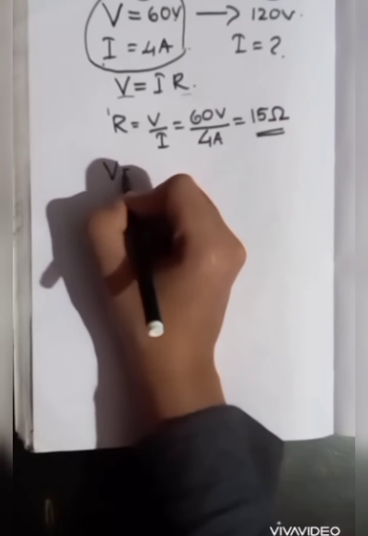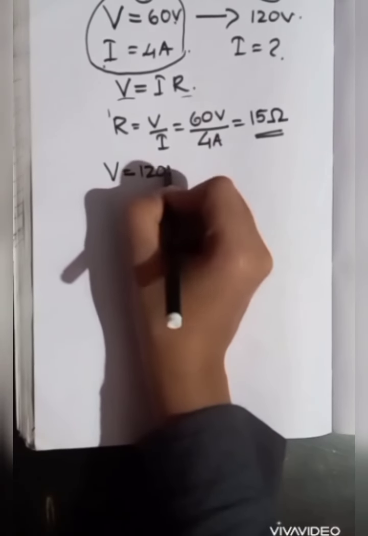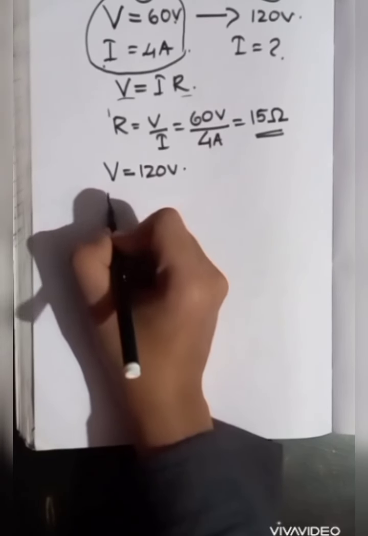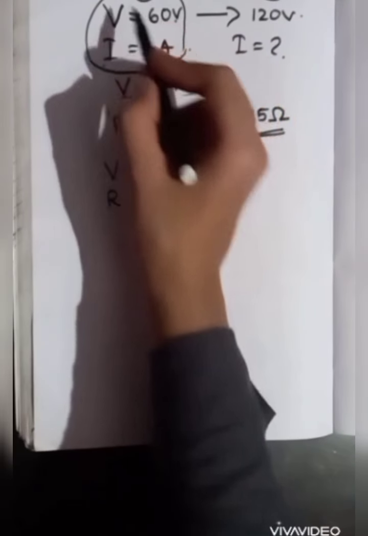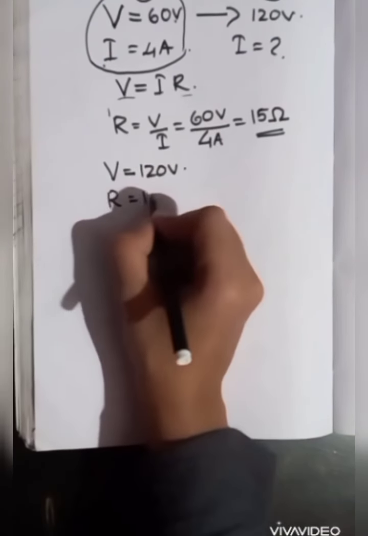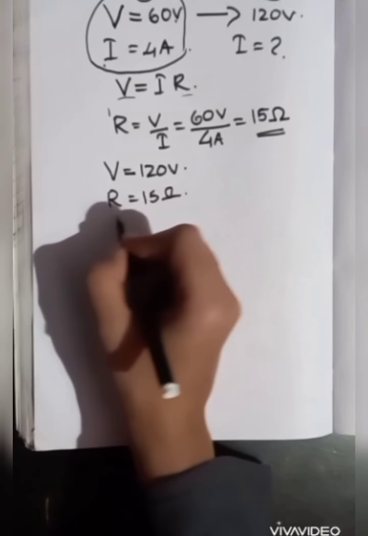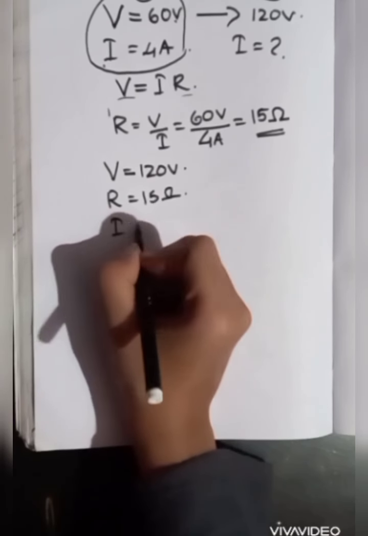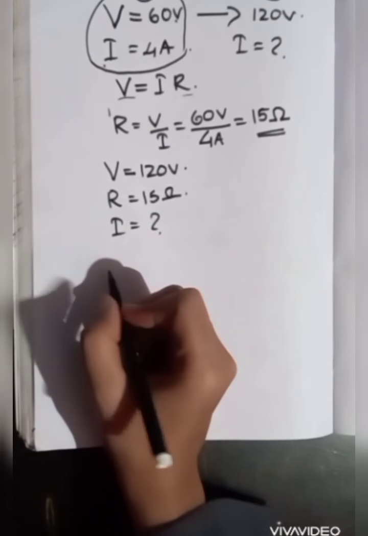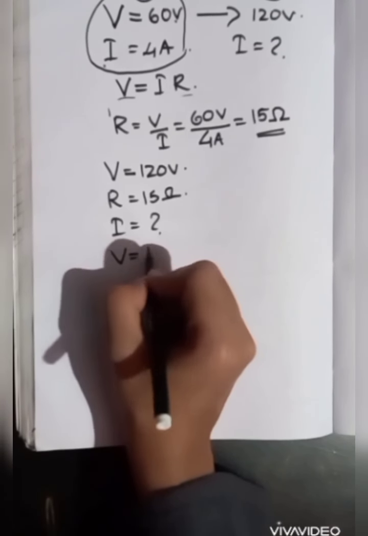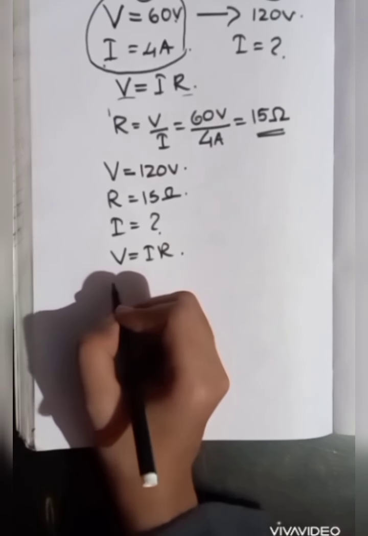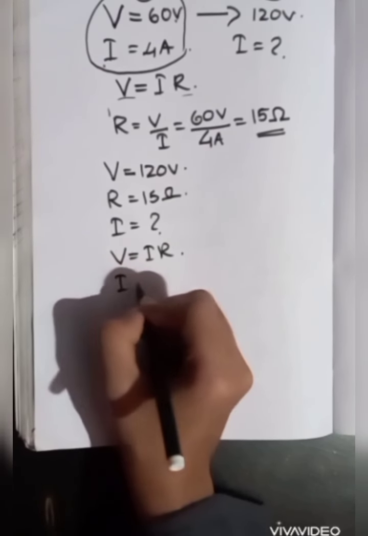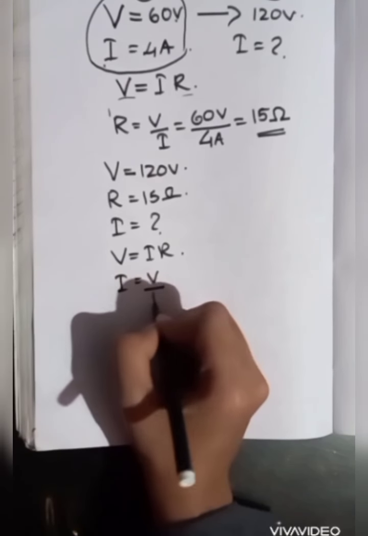Now the potential difference is 120 volt and the resistance, which we have calculated using this information, is R equal to 15 ohm. Then how much will the current be? We know V is equal to IR. By applying Ohm's law, V is equal to IR, that is, I is equal to V by R.